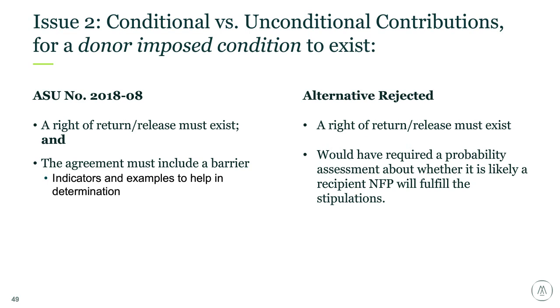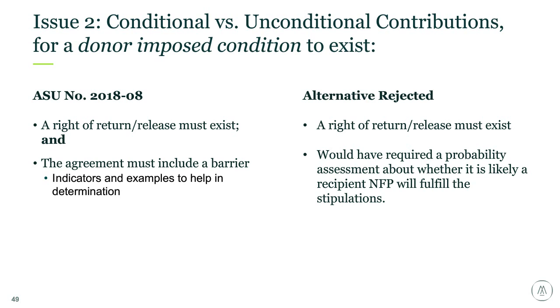They did look at an alternative of just whether or not there'd be a right of return, but that would have required a lot of probability analysis and could have been really difficult to assess. So instead they've come up with not only this right of return and release, but that there also must be a barrier.